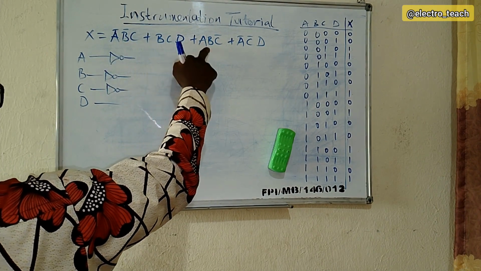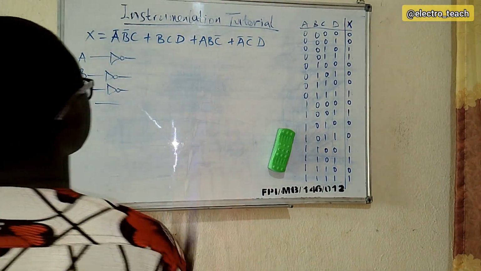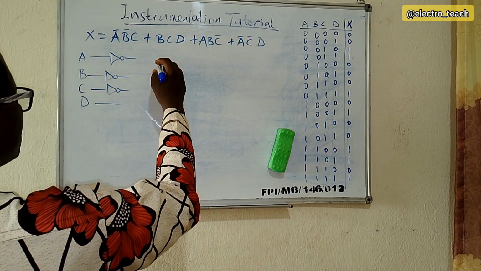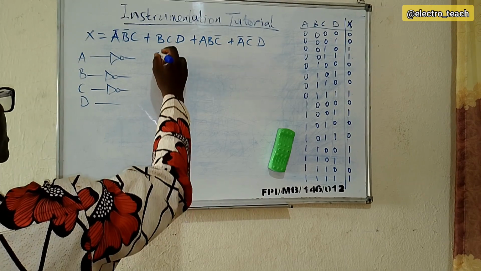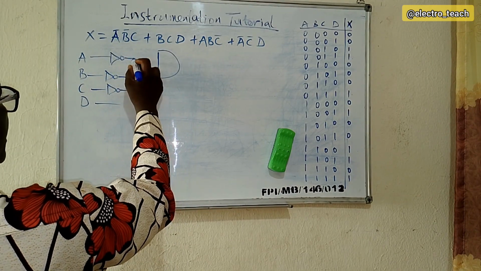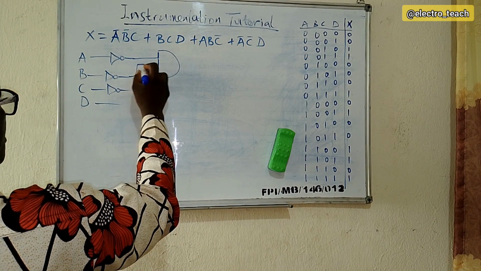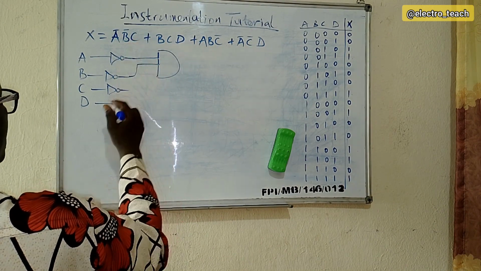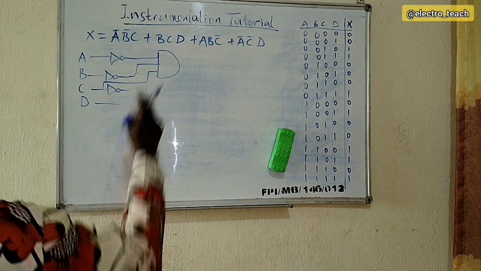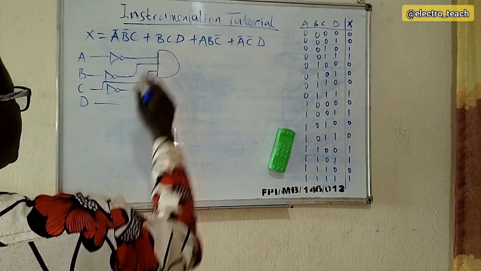Another AND gate for this, another AND gate for this, and another AND gate for this. So we do the AND gates. First AND gate, A bar B bar C. A bar goes in, B bar goes in, plus C. C goes in from here. There's no C bar here. Then we have BCD, okay?